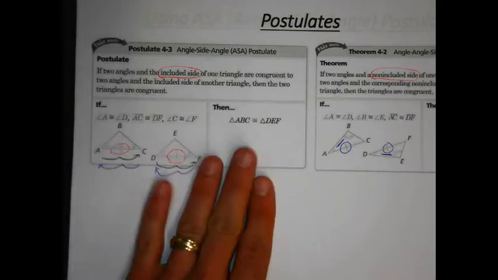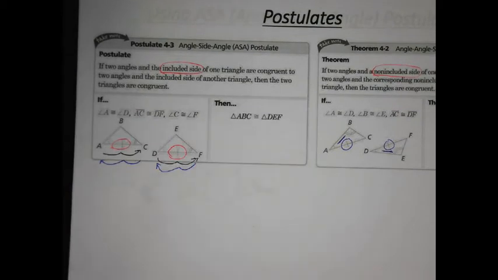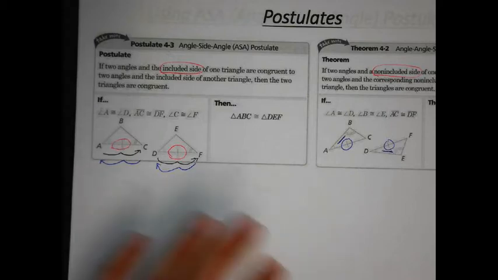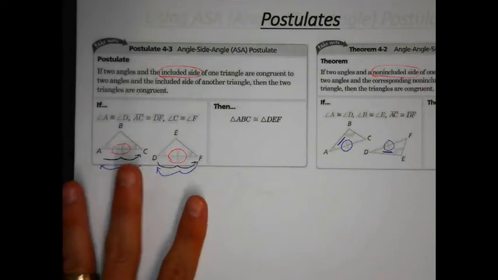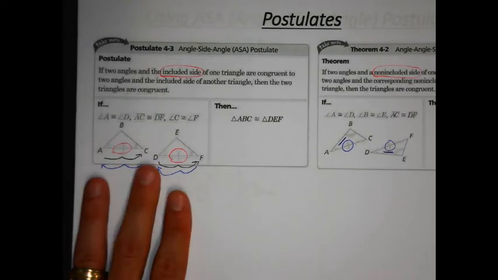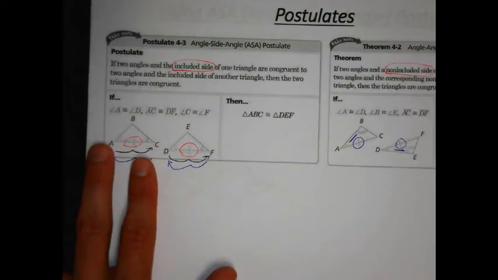Another shortcut, based on the second lesson we did with congruent figures: we don't need all six parts. One of the shortcuts is angle, side, angle, so two angles with the included side.